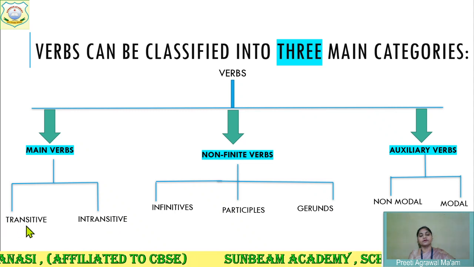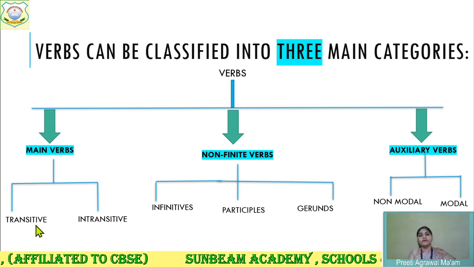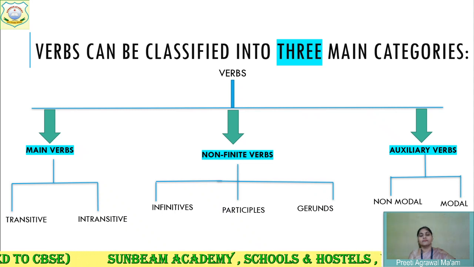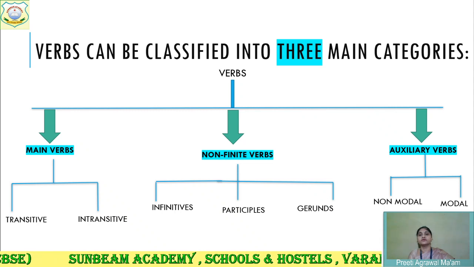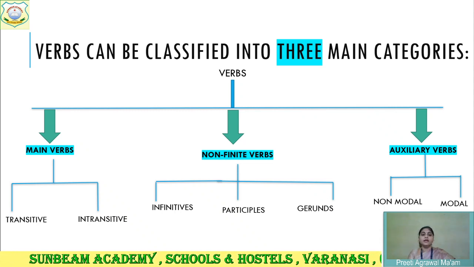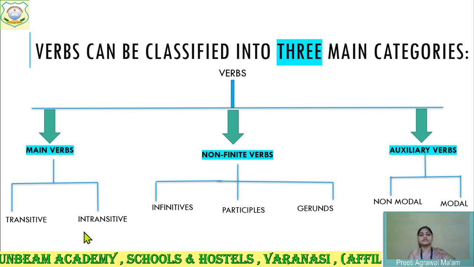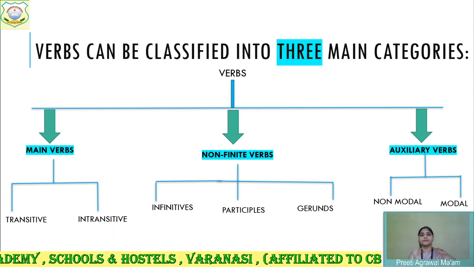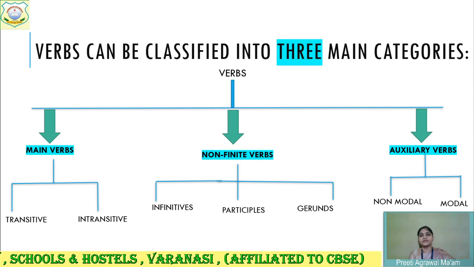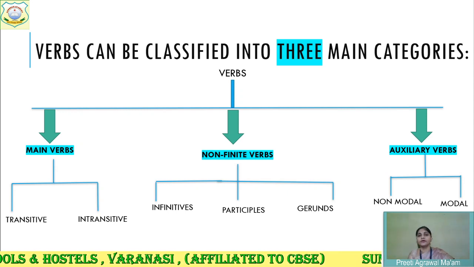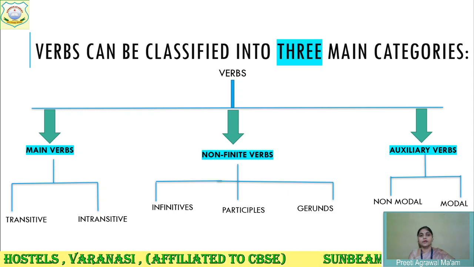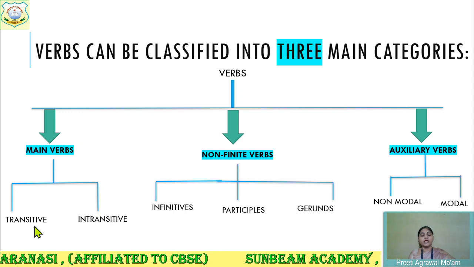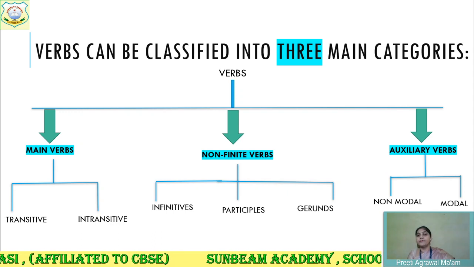Now what are transitive verbs? Transitive verbs require an object. Whenever an object is there, those are your transitive verbs. Intransitive verbs do not require an object. Object, you understand, the thing. Any object may be there. For example, if I give you a sentence: she ate a big apple.